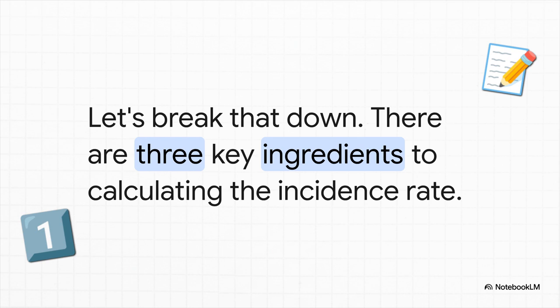Think of it like a recipe. You get these three parts right, and you've got a crystal clear picture of what's going on. First up, we only count the new cases. Forget about who got sick last month or last year. Incidence is all about who just got diagnosed, the fresh cases, the ones happening right now.